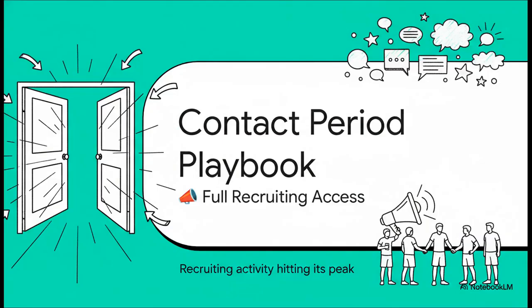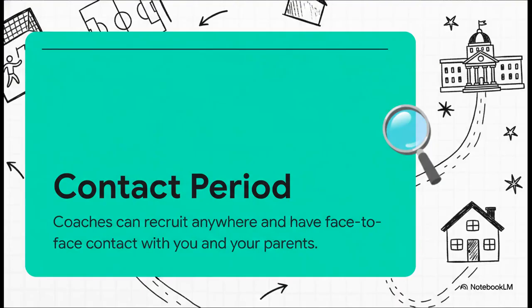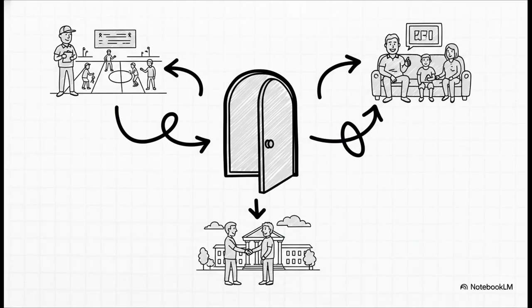And now, we get to the one everyone's been waiting for, the contact period. Honestly, the name says it all. The doors are basically thrown wide open, and recruiting activity just goes into overdrive. So what does full recruiting access actually mean? It means all those restrictions on where a coach can meet you are gone. On campus, off campus, at your high school, even in your own home, it is all fair game now. Basically everything is on the table. This is when coaches hit the road, they're coming to watch your games, they're doing home visits with your family, and they're having those really crucial face-to-face conversations that often lead to a scholarship offer.